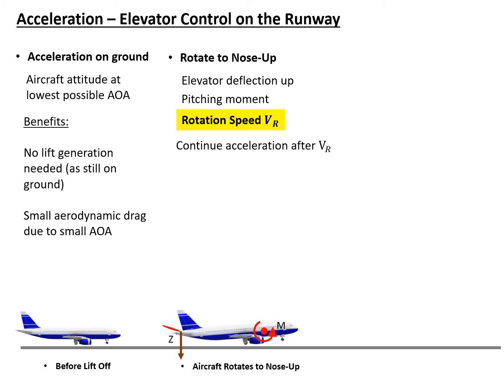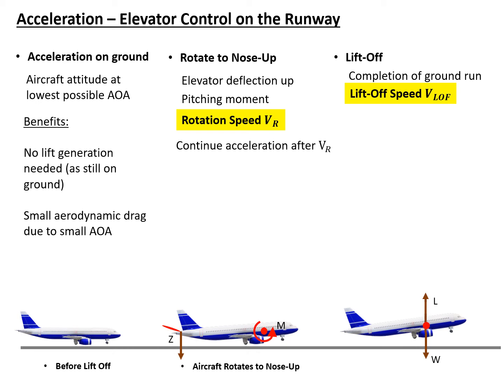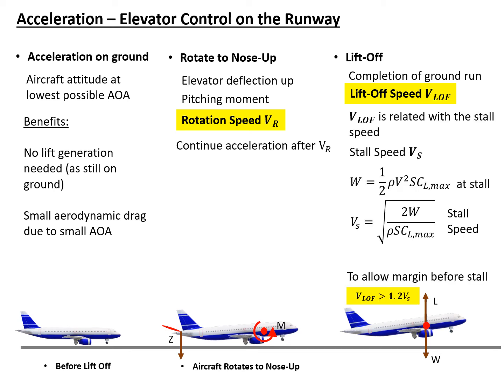And after the rotation speed, although the nose wheel is lifted off the ground, the rear wheels are still on the ground. So it will continue to accelerate after rotation speed. And finally, the aircraft will lift off from the ground. And so that's the completion of the ground run. All the wheels will leave the ground. And we call this speed the lift-off speed.